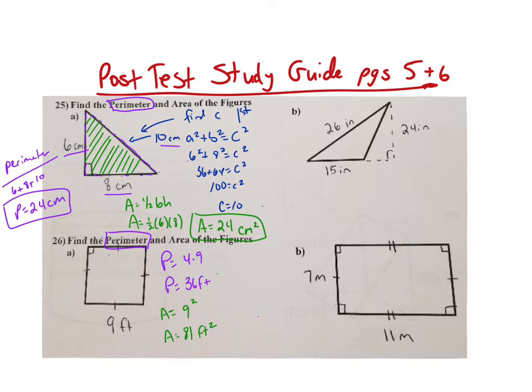All right, so B, perimeter, that's the outside. You could do 2 times 7 plus 2 times 11, so 2 times the length plus 2 times the width. Or you can do 7 plus 7 plus 11 plus 11. Either way, you're going to get 14 plus 22. So your perimeter is going to be equal to 46. And it's meters. All right. Area is equal to length times width. 11 times 7. So area is going to be equal to 7 times 11, which is 77. Remember, it's square meters. All right. And that's it for 26.